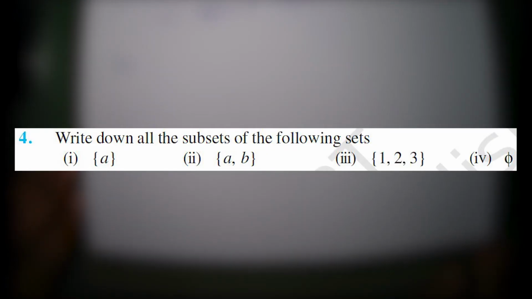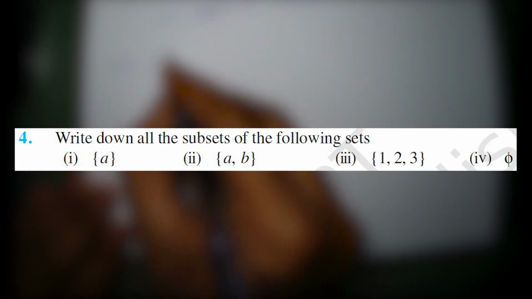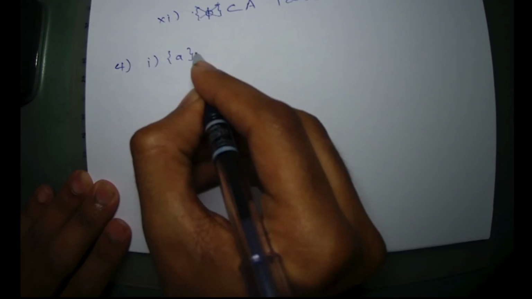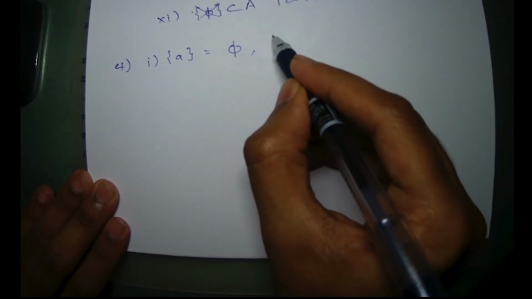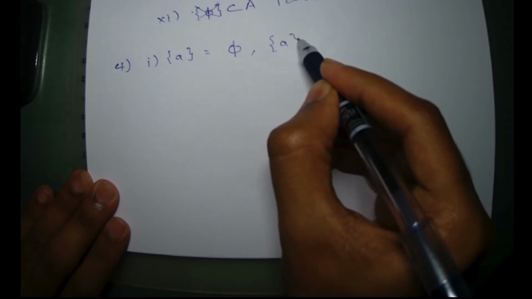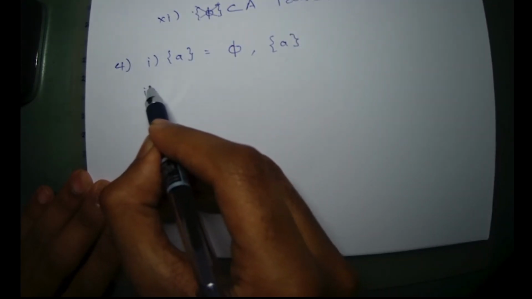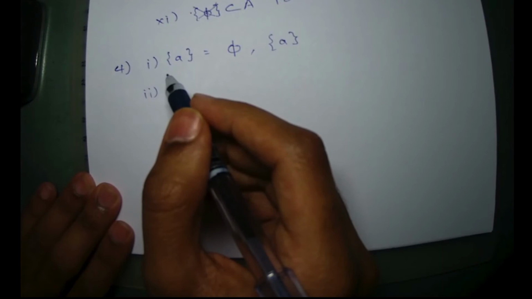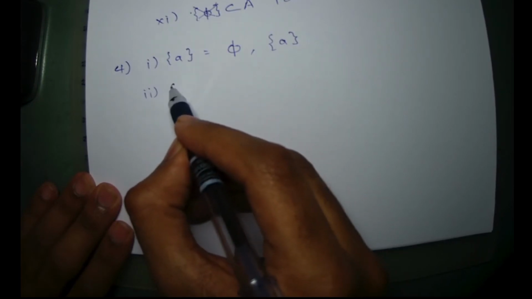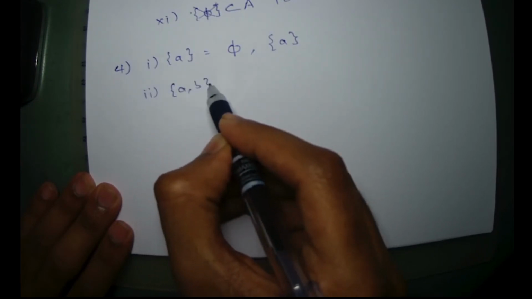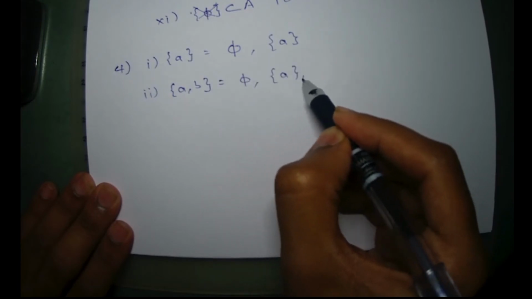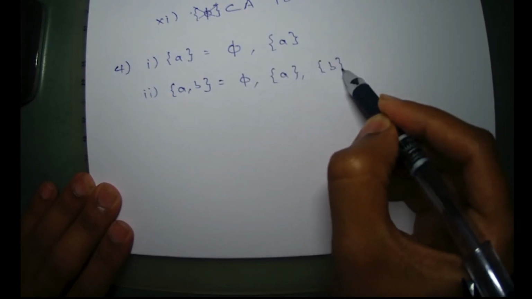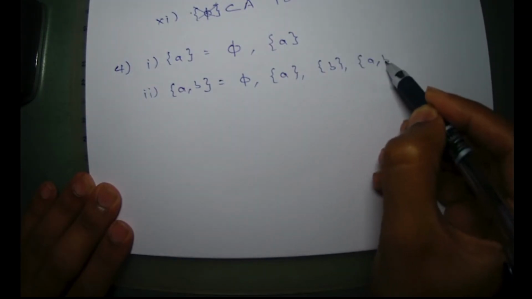Next, question 4. Write down all the subsets of the following sets. The first set is set A. The first subset is the null set. Since we have only one element, these are the two subsets of set A. The second set is {A, B}. Again the null set, then the first term A, then B, then {A, B}.